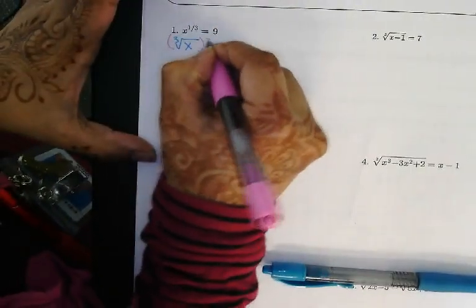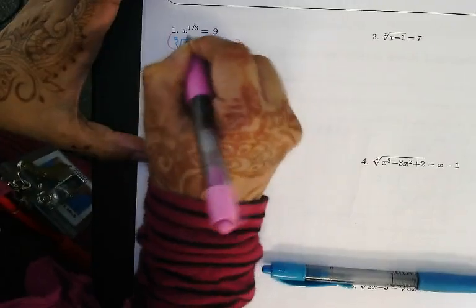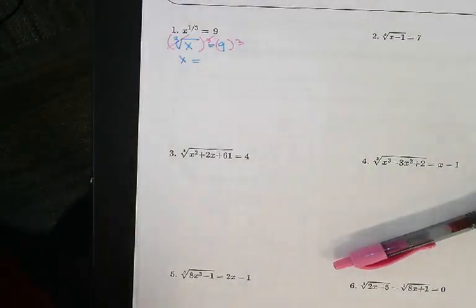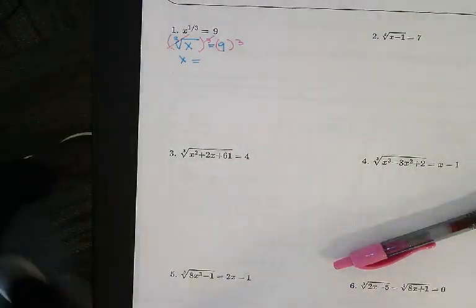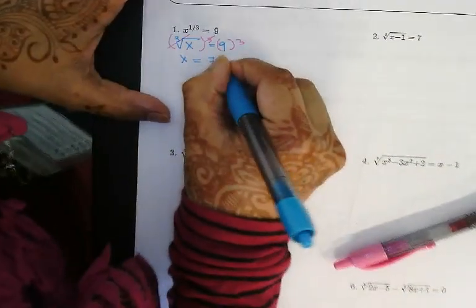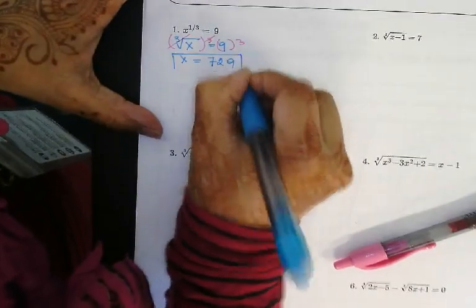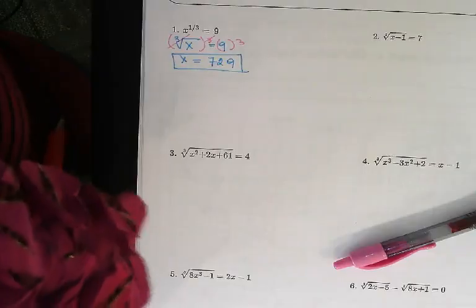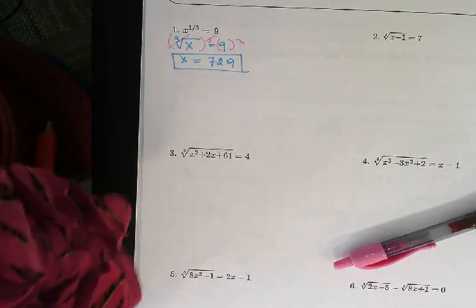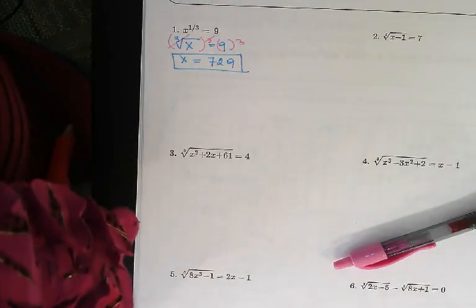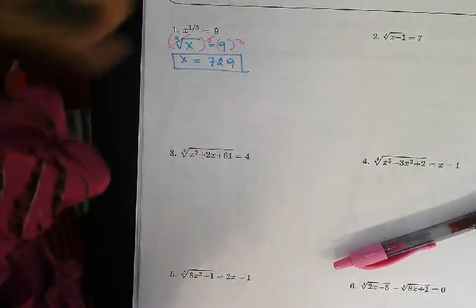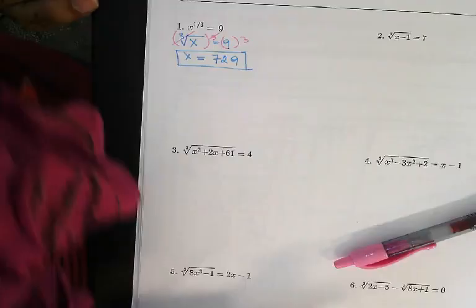Cube on both sides. Let's cube on both sides. So this cancels each other. I have x is going to be equal to, what's the value? 729. That's it. Any questions? Confusions? Easy? Great, but you are not going to see it in the test. That's just for the foundation.